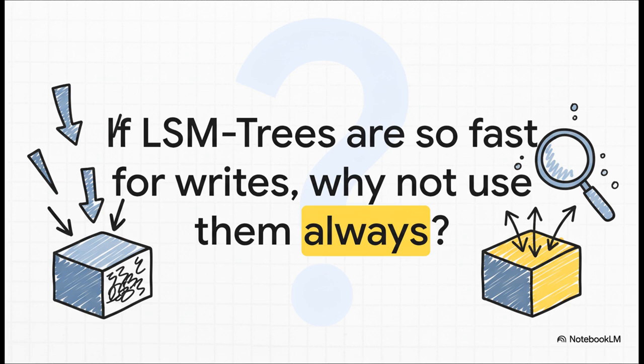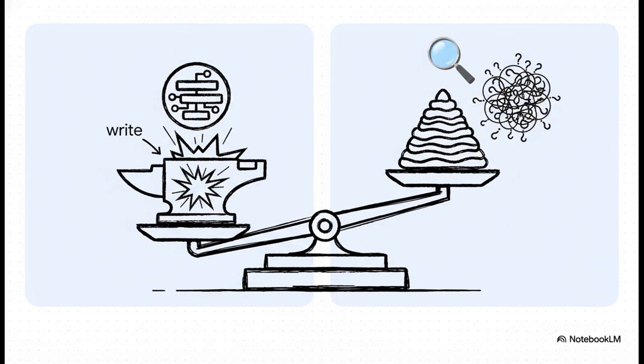Well, the catch comes when you need to read that data back. And here it is, the fundamental trade-off laid bare. B-trees pay the price on the way in with write amplification, but LSM trees pay their price on the way out with something called read amplification.